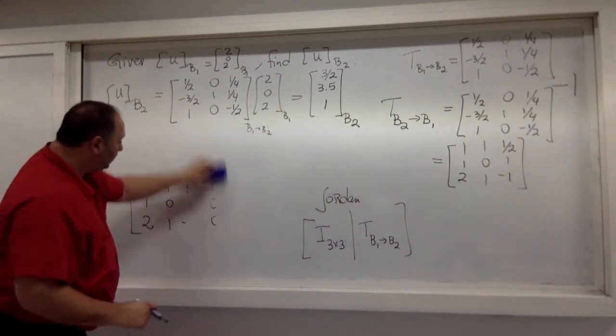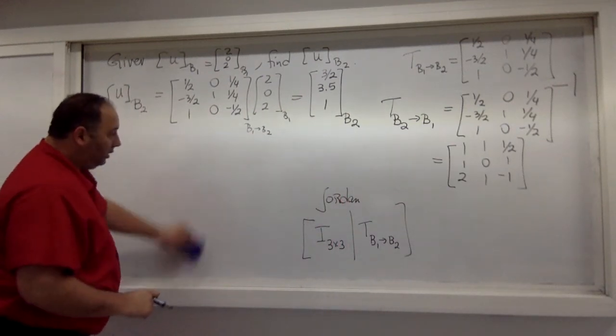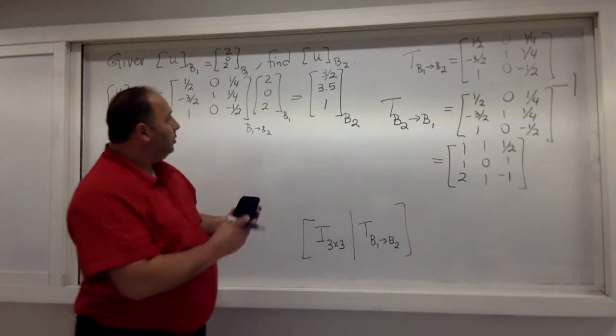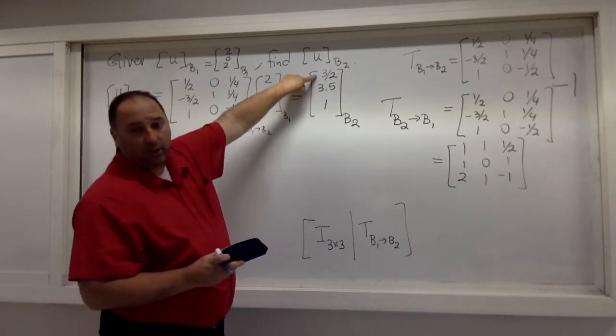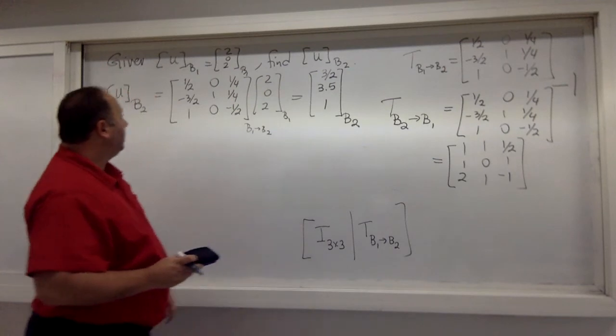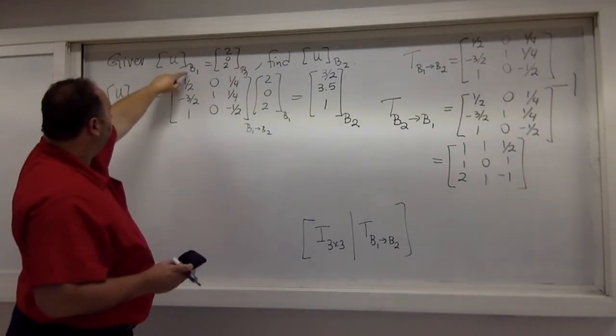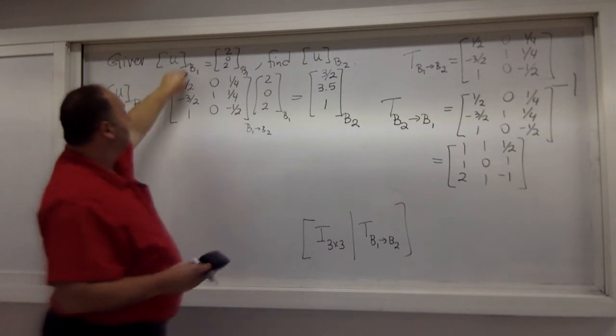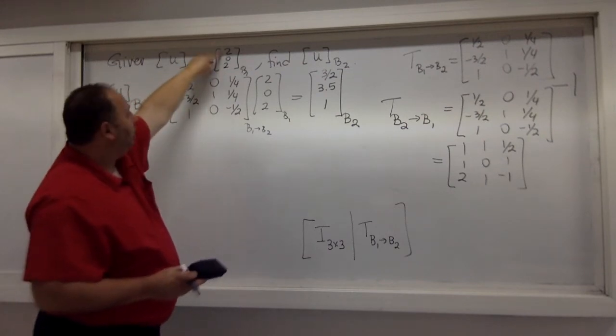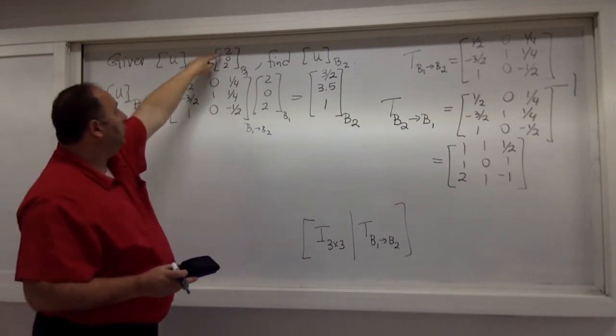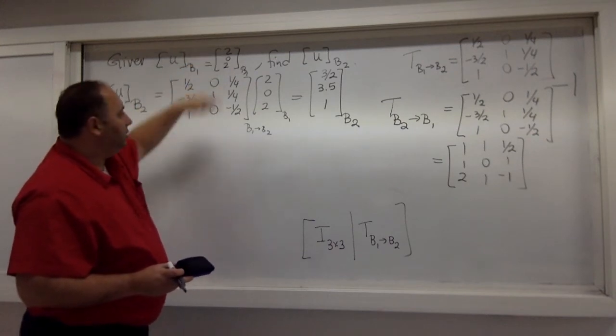If you want to know who's the guy, you have two ways. Either you multiply these coefficients by the basis vectors of B2, or if you're smart enough to realize that B1 was the canonical basis, these are the coefficients in front of the canonical vectors, so the vector is actually 202.